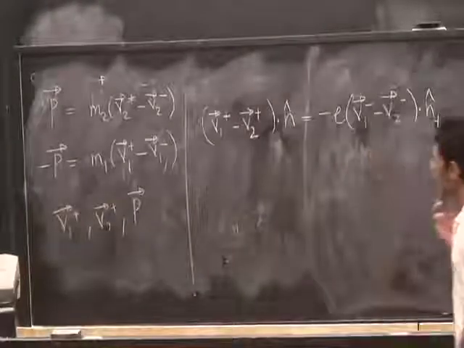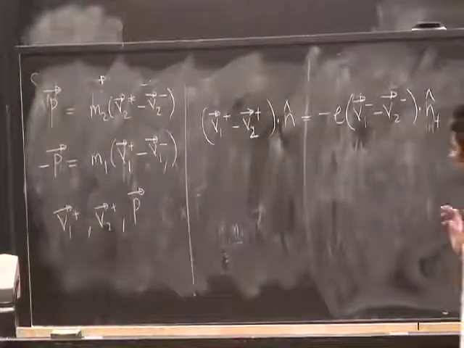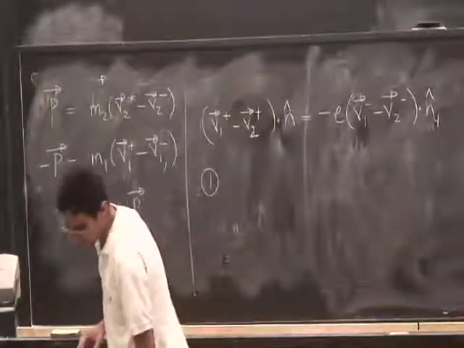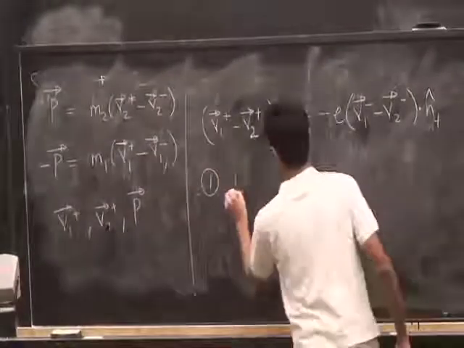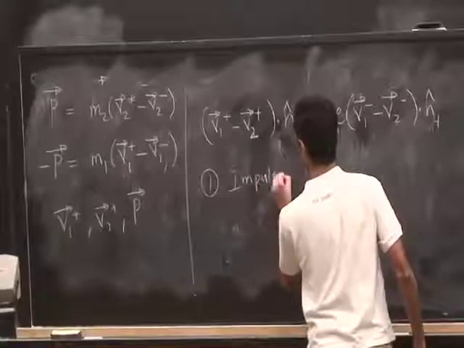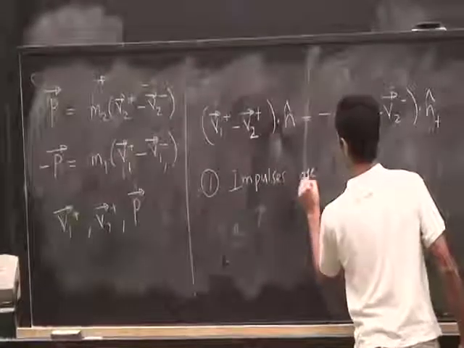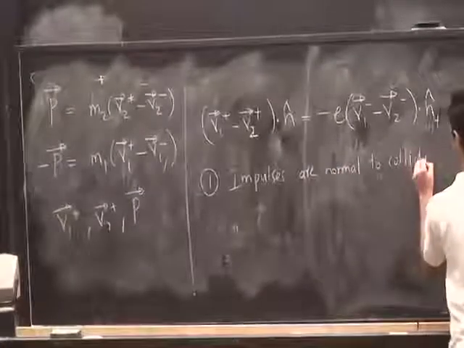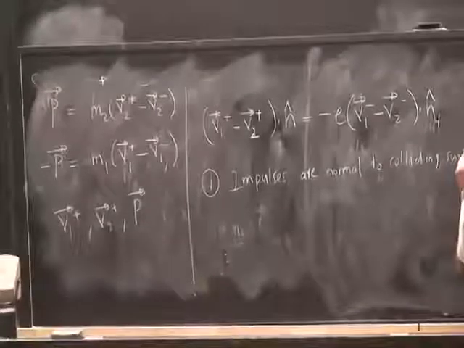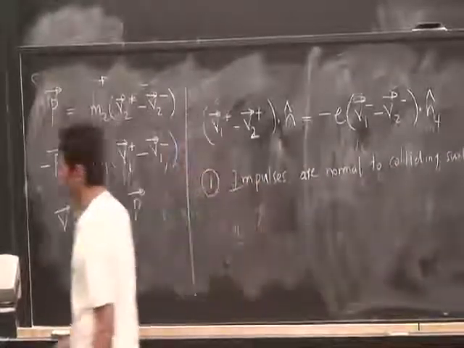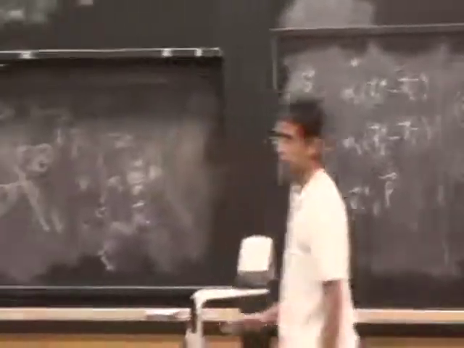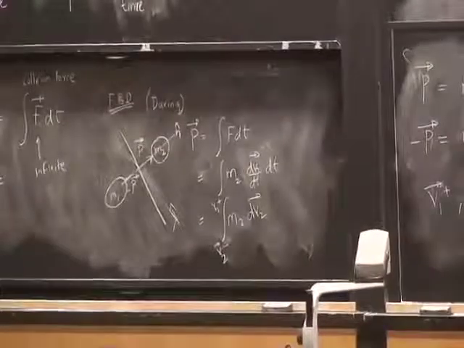Okay, so when I wrote these things down, there are a few assumptions I made. Let me write down the assumptions. So one thing is that the impulses are all normal to the colliding surfaces. If you noted, in this figure, P was in the direction of n. It was not in the tangential direction. So there are no tangential impulses.